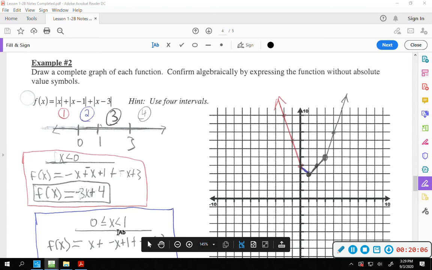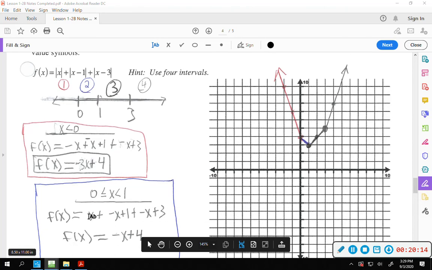Think about this. If I plug any number in between 0 and 1, like 1/2, this is positive. I don't need to do anything with this. I can just eliminate the bars. That's why it's just x, not negative x.